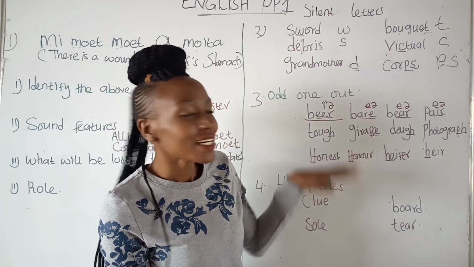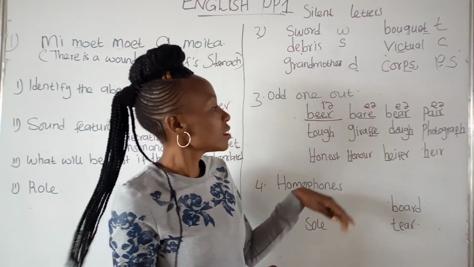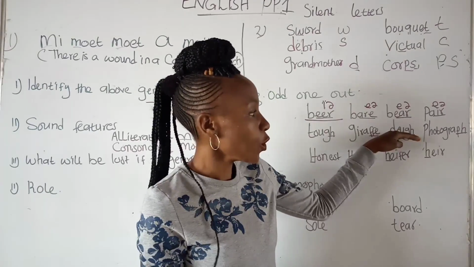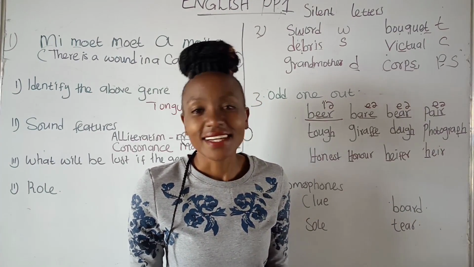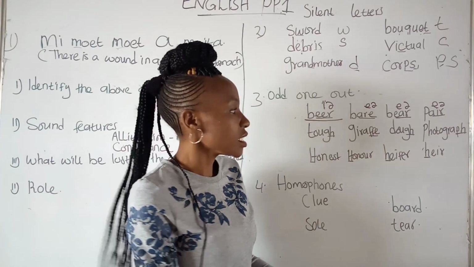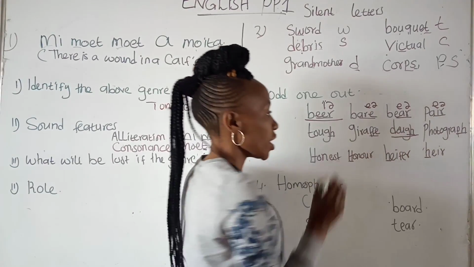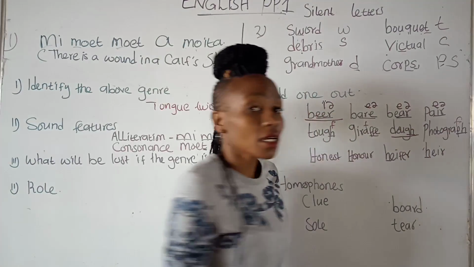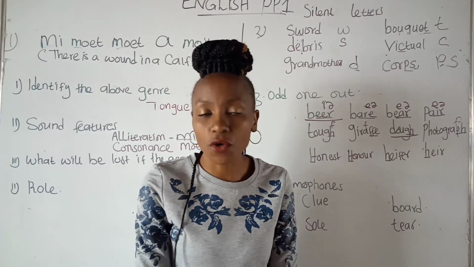Two, tough, giraffe, doe, photograph. Now you have the answer. It is the doe. Here we're pronouncing the F sound, but here it is just doe.